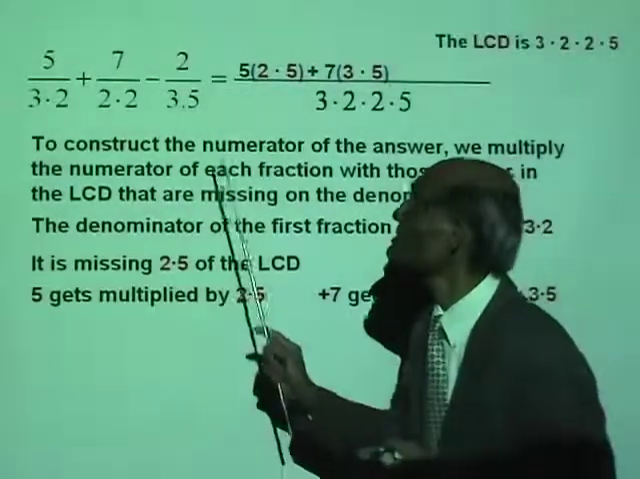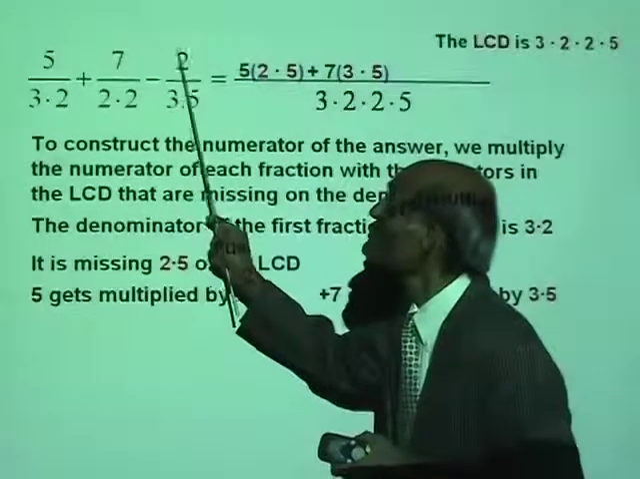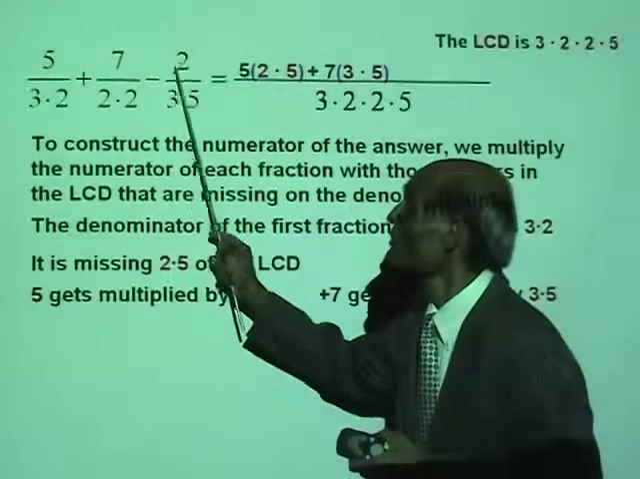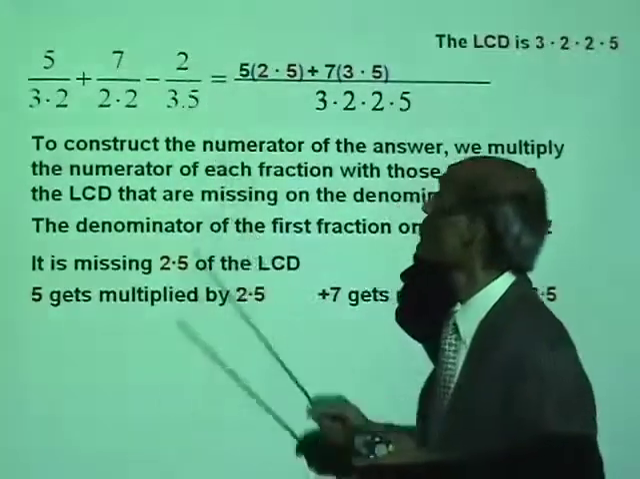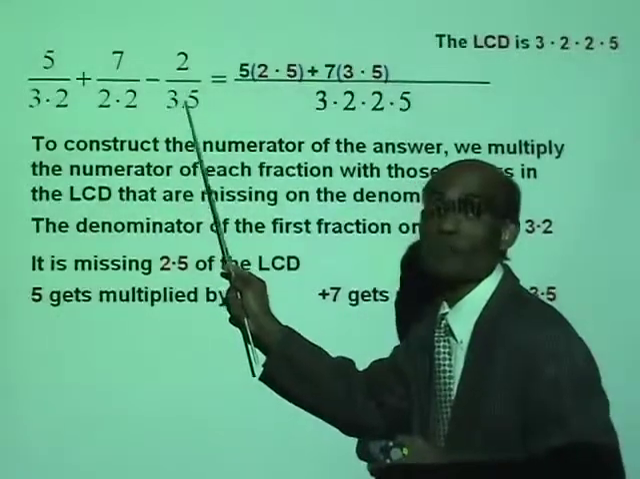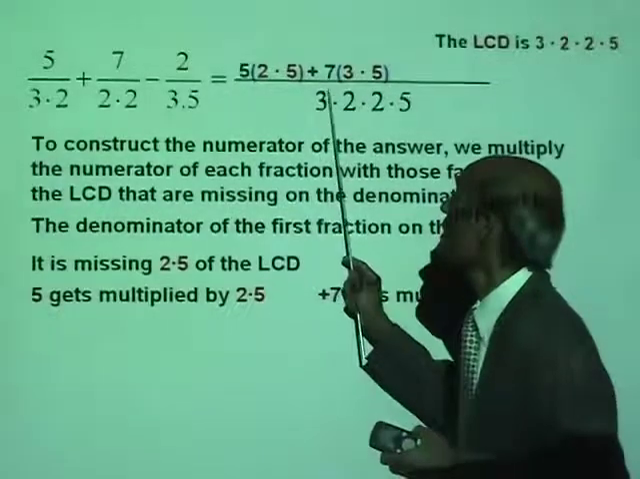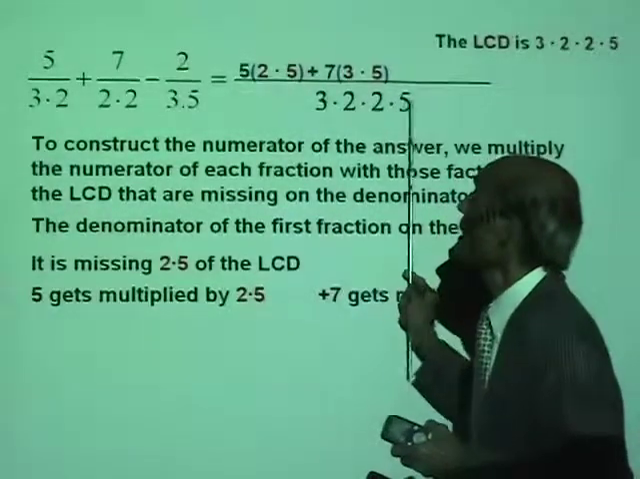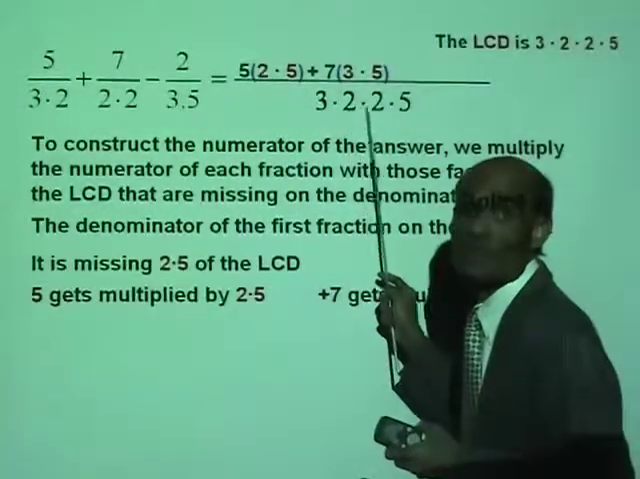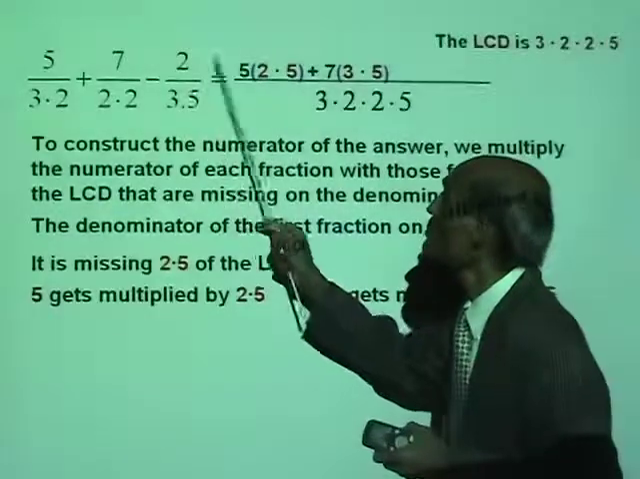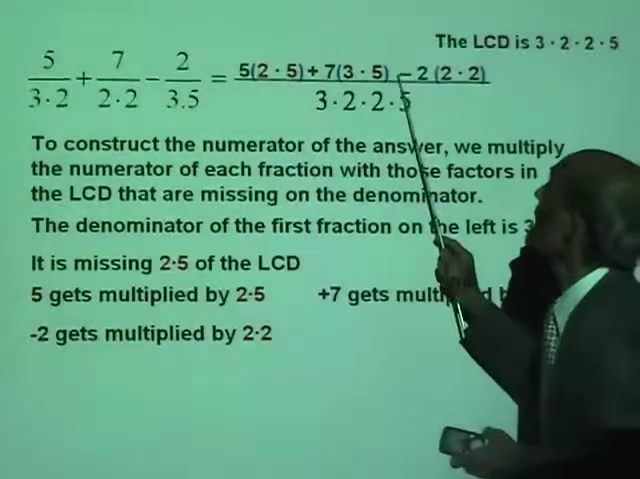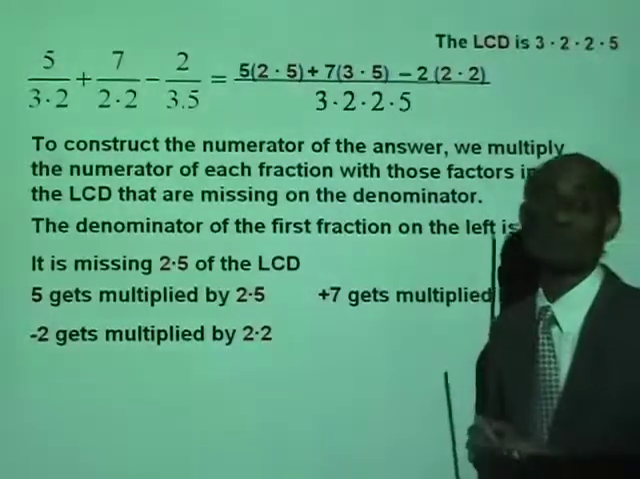Okay, in that case, can you tell me what this minus 2 is going to be multiplied by? You understand when I say minus 2, this is minus. Its denominator is 3 times 5. And if you come to the LCD, there is 3 there, there is 5 there. But what is missing here? 2 times 2. So this minus 2 will be multiplied by 2 times 2. So that will be minus 2 times 2 times 2.